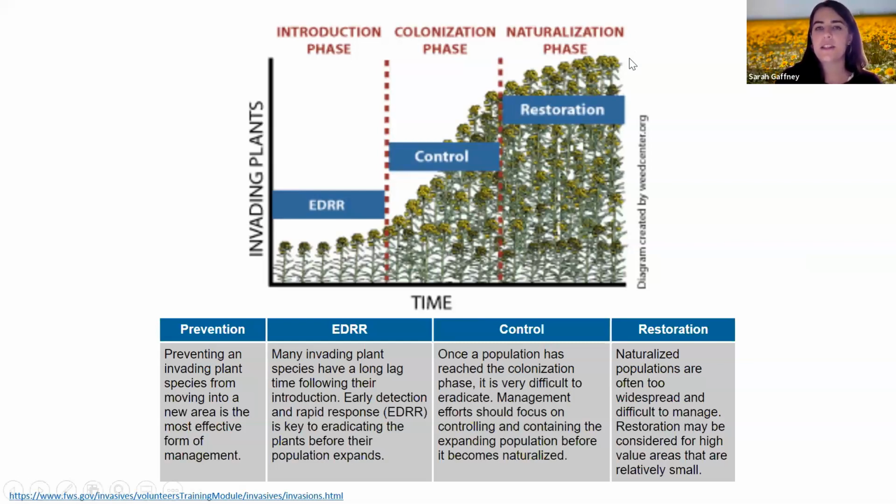And then when a species enters the naturalization phase, that species is so in our ecosystem that eradication is impossible. As you can imagine, most of the grasses in our grasslands, there's no way that we could ever restore native plants onto every single acre of grasslands in the state. It's unfortunate, but that's just how it is. And so what we do in this phase is that we choose areas that we consider to be very high value, and that's where we're going to focus our restoration efforts.